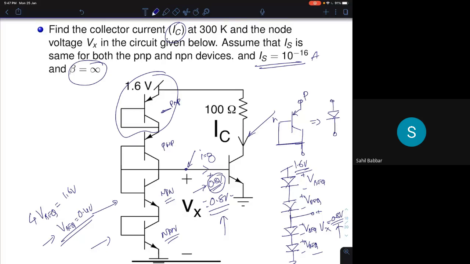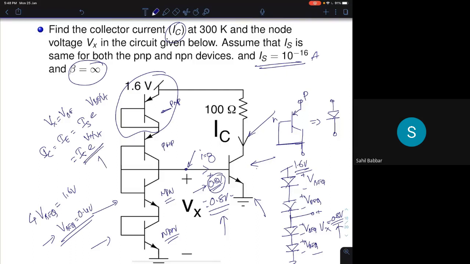What will be your collector current? Yes, Vx equals VBE for the right transistor. Not a diode, it's a transistor. Vx will be equal to VBE for the right transistor. Now for the right transistor, the collector current will be equal to the emitter current because beta is infinity. Therefore this will be equal to Is e power VBE by VT, and VBE is simply Vx, so Is e power Vx by Vt.